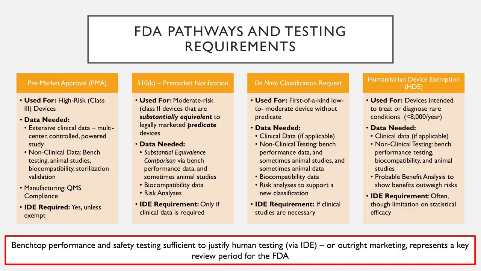The 510(k) process is a less rigorous pathway. It's used for moderate risk devices, aka class 2 devices, that can claim substantial equivalence to already marketed predicate devices, meaning there's already a device on the market that you can argue is similar enough to yours in both its technological considerations and also the intended population that it's going to be used for.